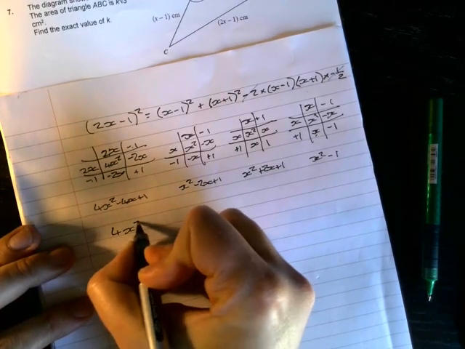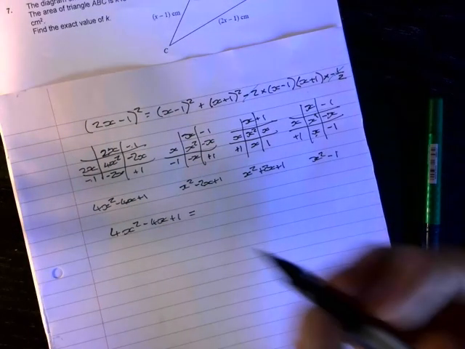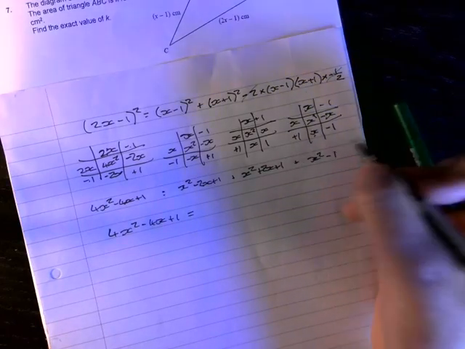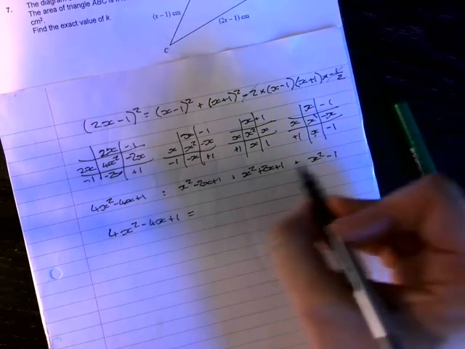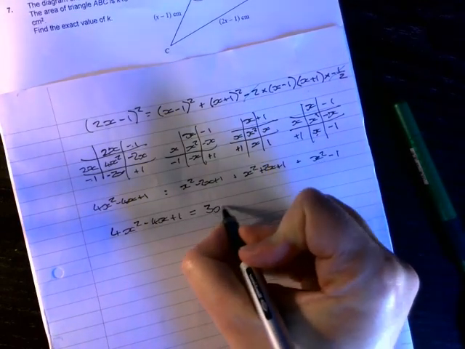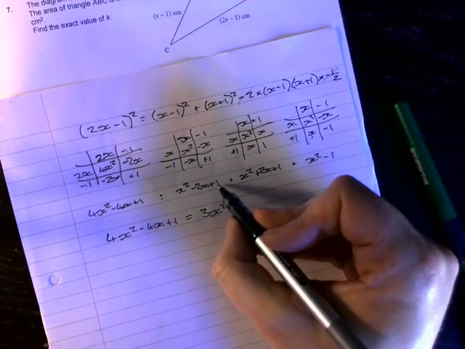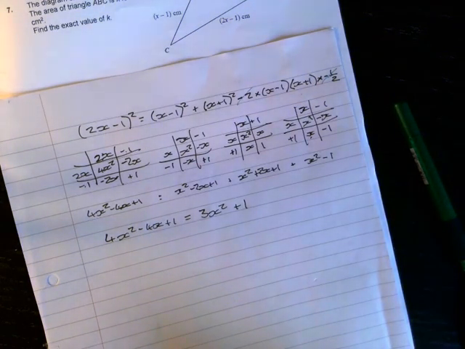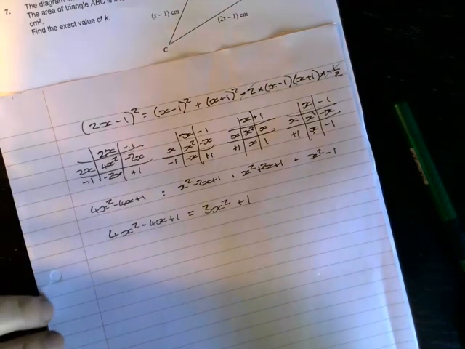We've got 4x squared minus 4x plus 1 equals, because that's one side of our bracket, we're going to add all of these things together. So x squared plus x squared plus x squared is 3x squared, minus 2x plus 2x, they cancel each other out, plus 1 minus 1 is plus 1. Suddenly it becomes an awful lot more manageable. Everything seems to have disappeared quite nicely, cancelled each other out.